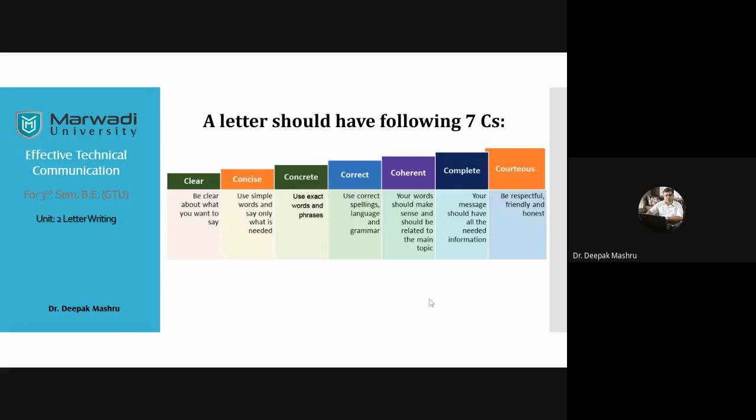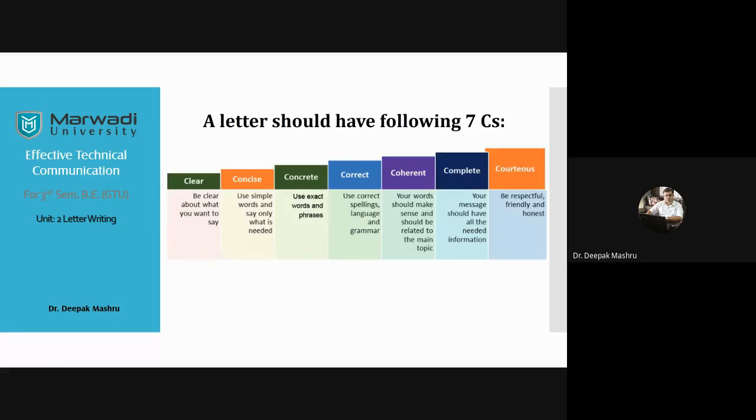Use simple words and say only what is needed. So no need to go for words of decorative language. Be simple and straightforward. Concrete: it talks about exactness. Use exact words and phrases. Don't go around. The typical mentality of Indian people: if you can do an experiment, ask any foreign student a question, that student will answer either yes or no. And if you ask the same question to your Indian friend, that student will move you around, take you around, and you will be confused whether he has agreed or not, whether he is positive or not.